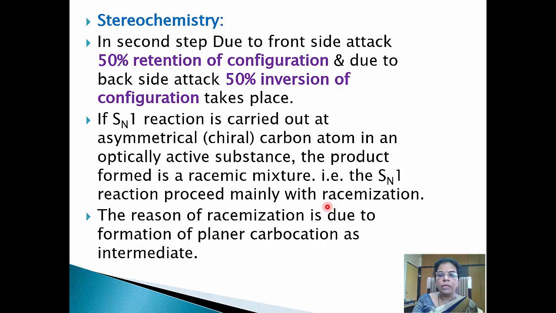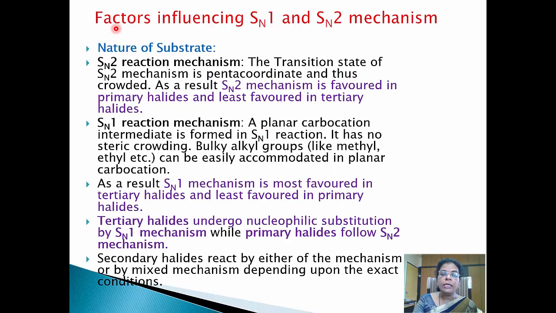We know that the definition of a racemic mixture is an equimolecular mixture of dextro isomer and laevo isomer. Now during this SN1 reaction mechanism, if an optically active substance is used, then we'll get 50% dextro isomer of alcohol and 50% laevo isomer of alcohol. That is, a racemic mixture is obtained. The reason for the racemic mixture or racemization is the formation of a planar carbocation as intermediate.